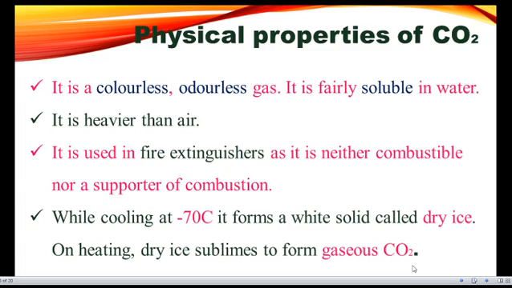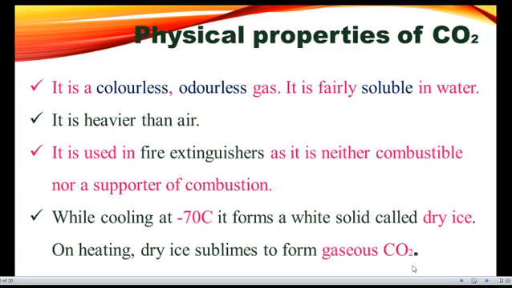So that's why it is used in fire extinguishers as it is neither combustible nor a supporter of combustion. That means carbon dioxide does not burn. So carbon dioxide is a non-combustible substance and it won't support combustion. So three reasons: carbon dioxide is heavier than air, it is not a combustible substance and it won't support combustion. So for these three reasons, carbon dioxide is used in fire extinguishers.